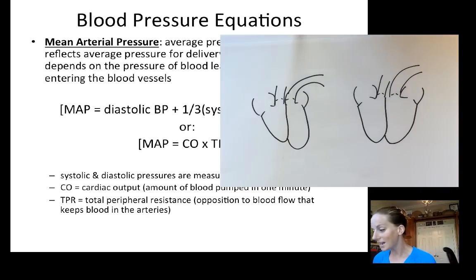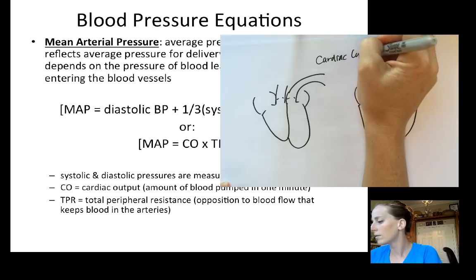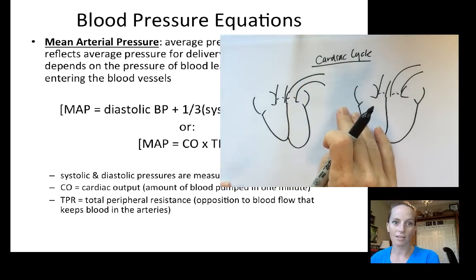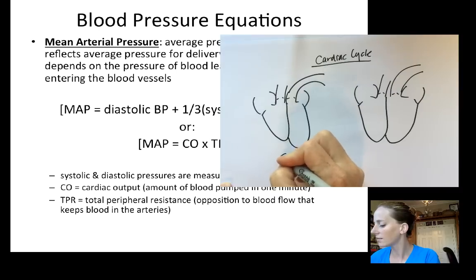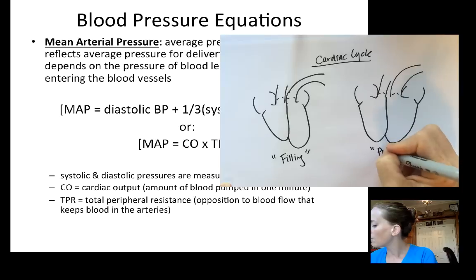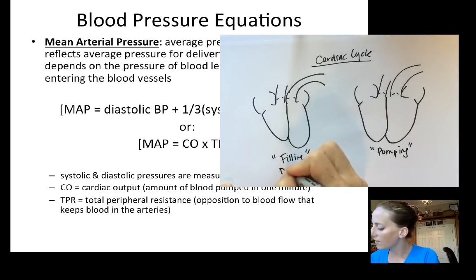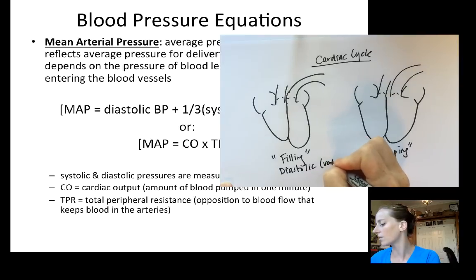Okay, so last time we talked about the cardiac cycle. So the cardiac cycle was dictated by the electrical and mechanical events in the heart. So in the cardiac cycle, we basically had filling events and pumping events, right? So the filling events are the diastolic events, and remember we're referring to the diastolic events of the ventricles.